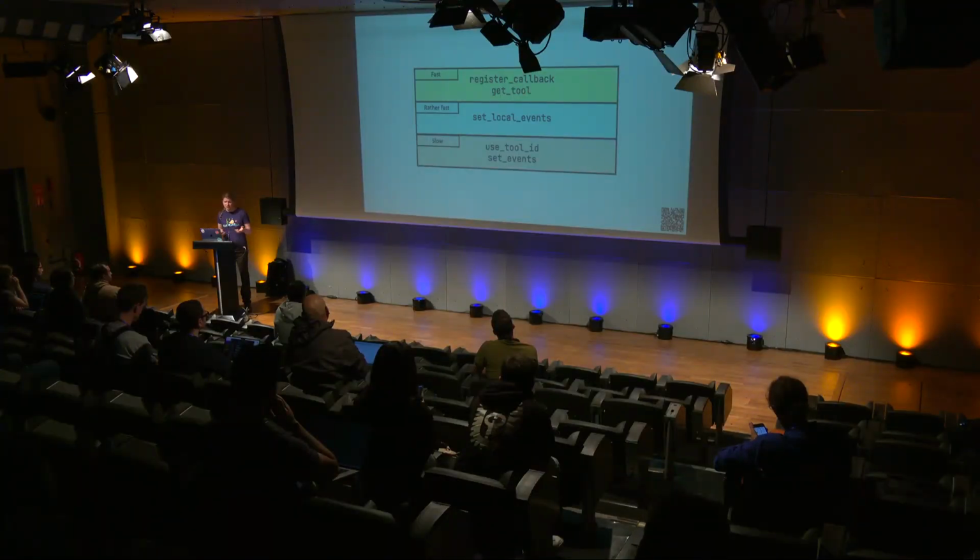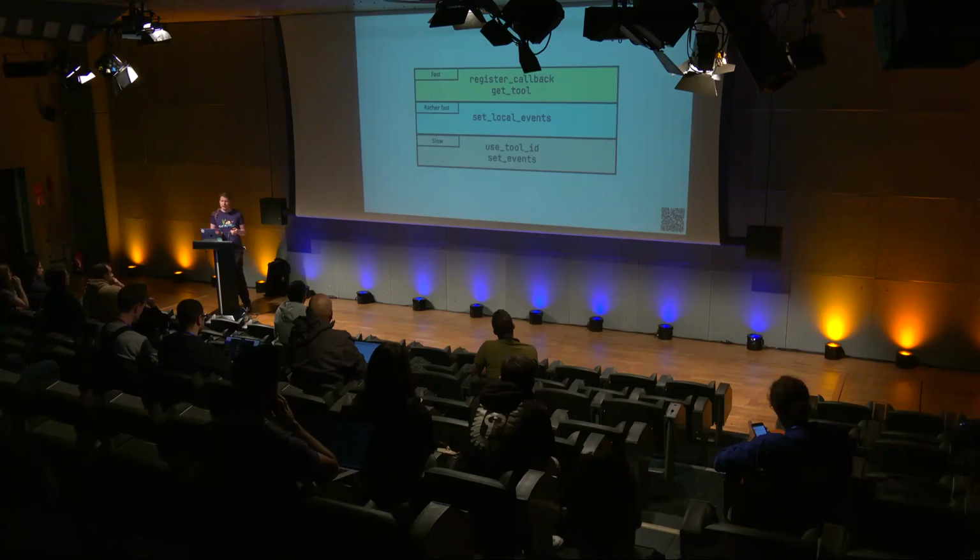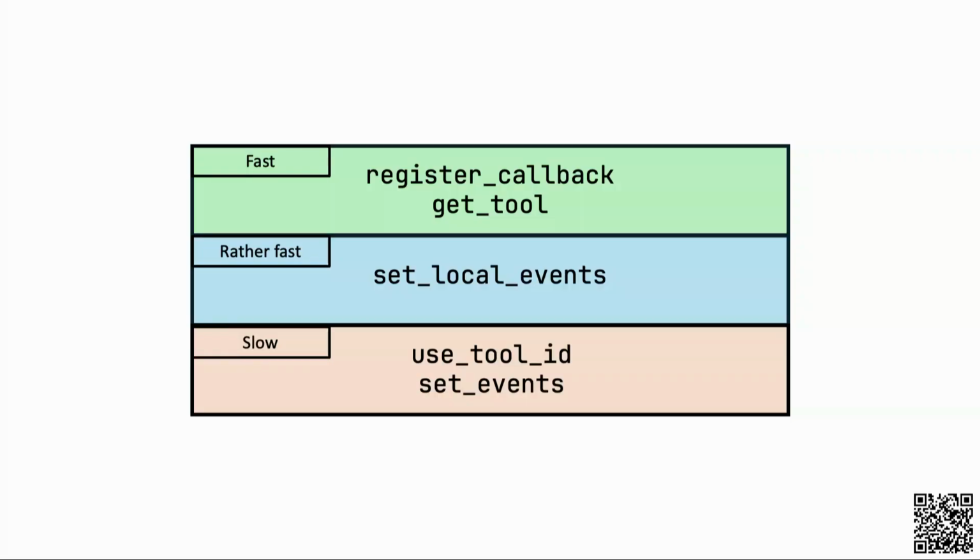Then use tool ID is also quite expensive because it has to do some locks. Local events is rather fast. You can do it often, but don't do it too often. And register callbacks and get tool are pretty fast. And that's cool because get tool is used internally a lot to say, oh, get me this tool for this name. The important thing is we want to do the slow things as early as possible, because then the performance impact is not as large. And we usually do this as early as possible, as shown before.